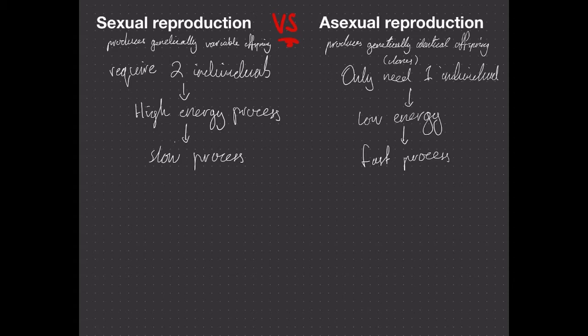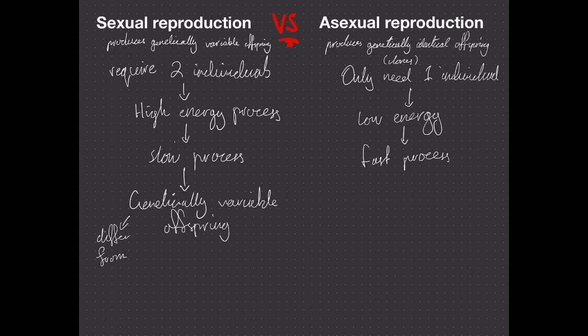So, from that, we now get towards our offspring. We produce genetically variable offspring that are both different to their peers, so they differ from siblings, and they differ from parents.